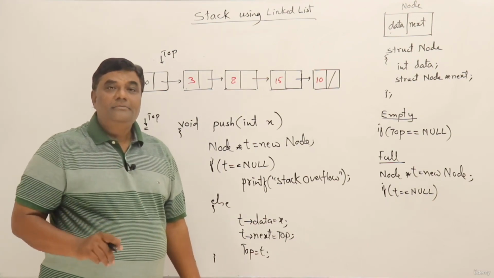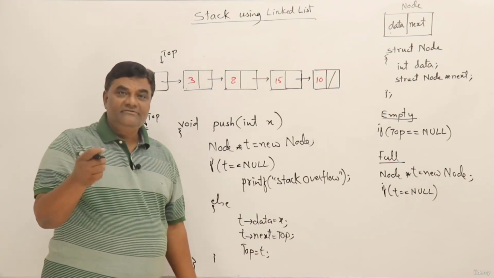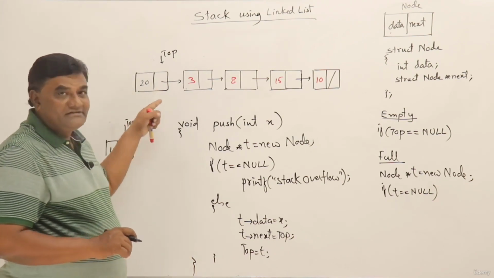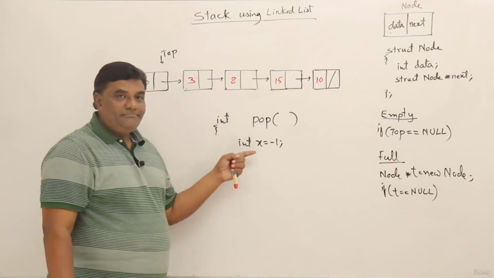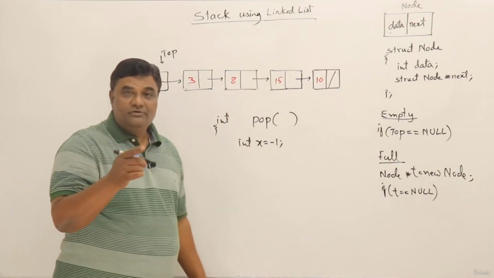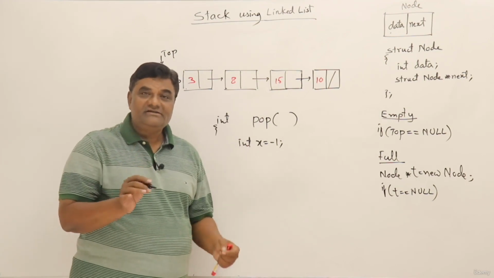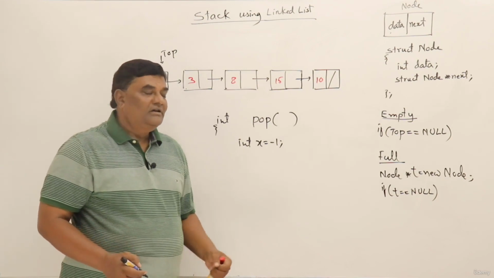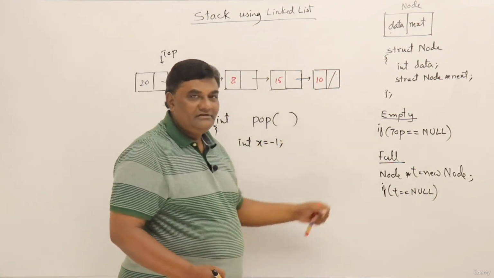Now let us look at the pop function, the deleting function. So we know well that deletion is done from this side, so we will delete this node. Let us look at the pop function, how to delete. Actually we have to delete the first node, but before deletion what should we check? Whether there are some nodes or not. If it is empty, we cannot delete any node. So check for this condition.